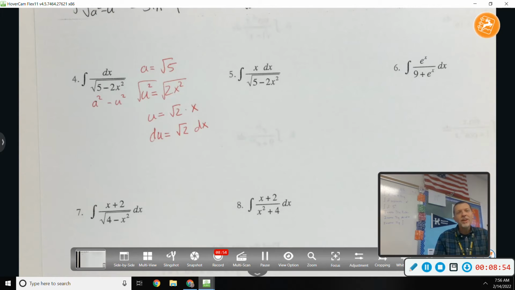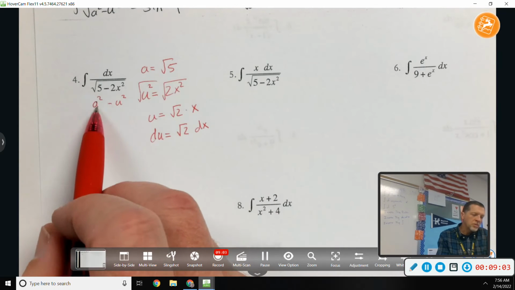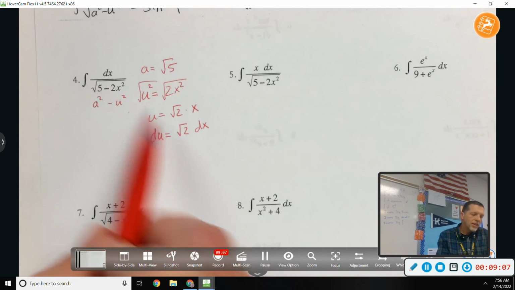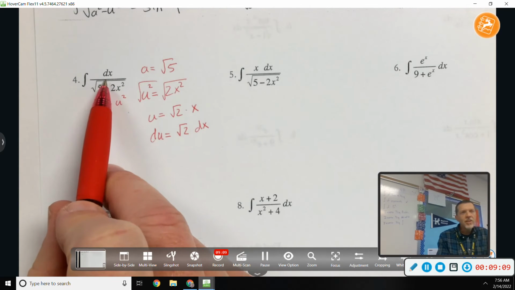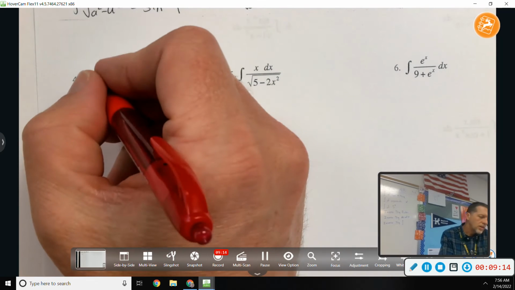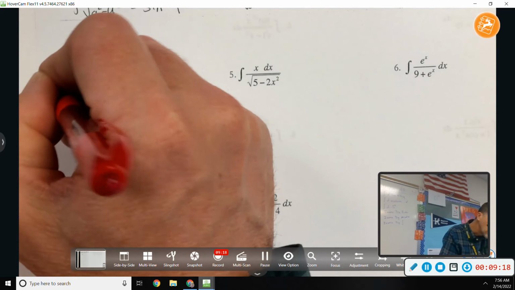So now, this one doesn't match up perfectly. We forced the bottom to work. So the bottom is a squared minus u squared, we're good there. But this top, what do I need to do to fix this? We've done this kind of fix before. Put a square root of 2 in there, which is fine as long as we put a 1 over square root of 2 out the front.